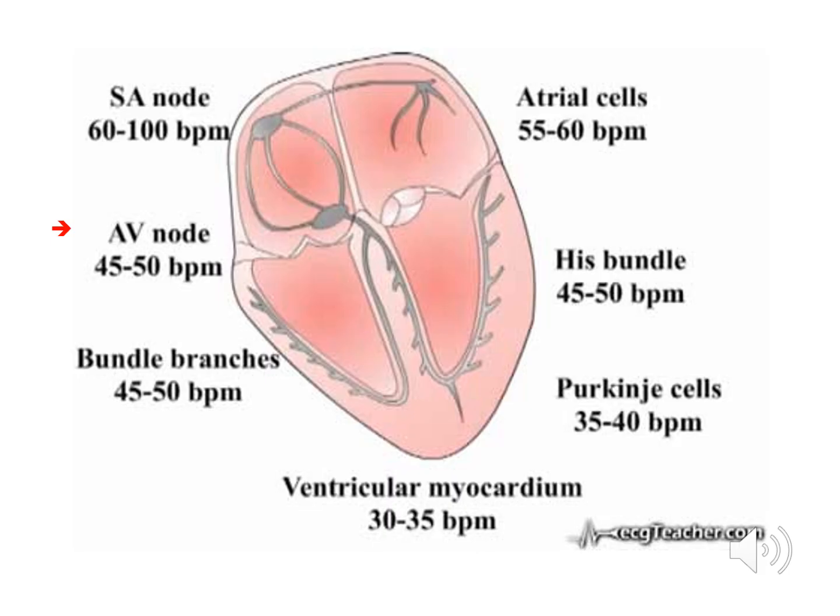Now, if for some reason the SA node is not functioning as the pacemaker, and if the AV node has to take over as the pacemaker, you're going to see a much slower rate. Generally, you're going to see something around 40 to 60 beats per minute.